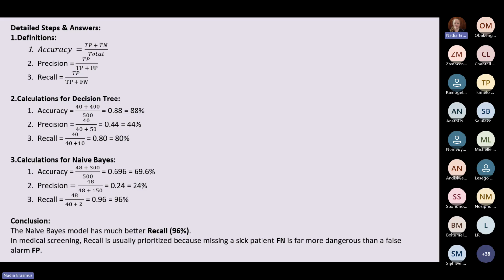The precision is 44%, and the recall is 80%. For the naive Bayes, it is accuracy of 69.6%, the precision of 24%, but the recall of 96%. So in this case, we can see the accuracy of the decision tree is better. The precision is better, but the recall of the naive Bayes is fantastic. So we're going to go with the naive Bayes model is better.